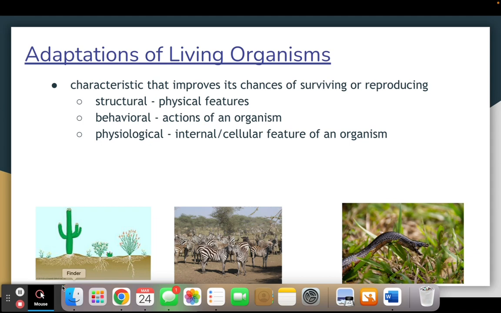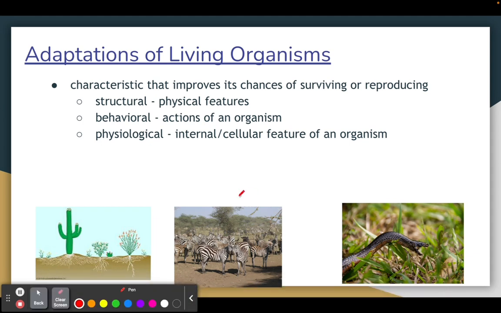The other type of adaptation is behavioral, and that's actually what's happening here with our zebras. Zebras have a couple of different adaptations, but the reason why I'm highlighting this as a behavioral adaptation is because they travel in herds. Now, their stripes would be a structural adaptation because that's what helps confuse their predators while they're running. But the fact that they travel in herds, when they start to zigzag and try to escape their predators, it confuses them and helps the majority of them survive.